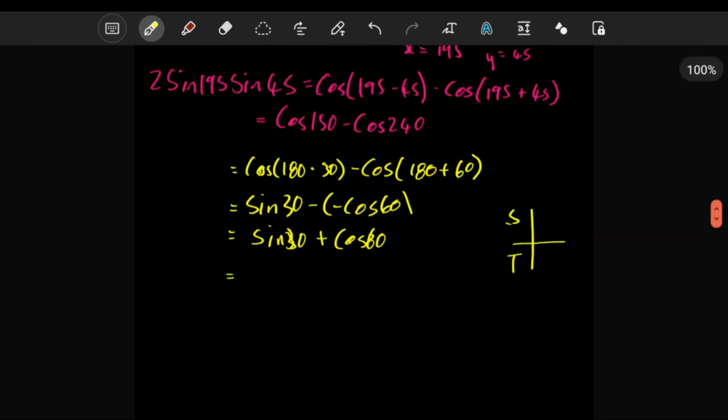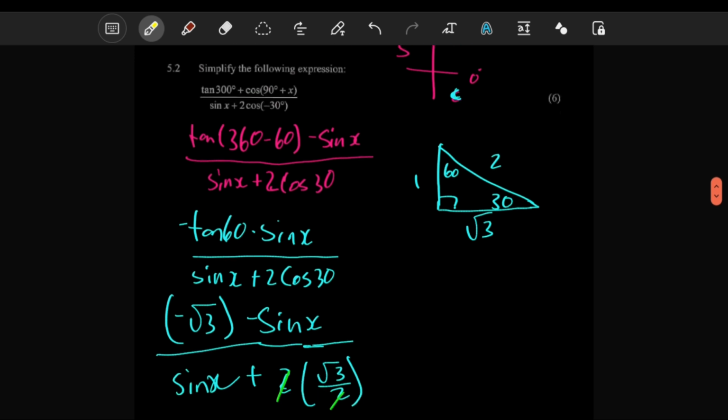Here we can just use our special triangle now. If you have it drawn somewhere, use it.